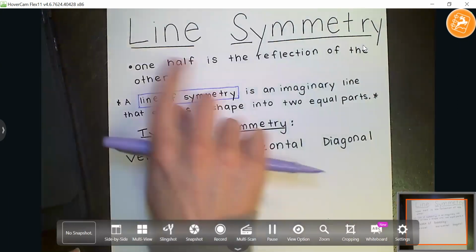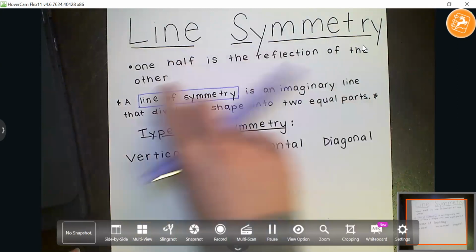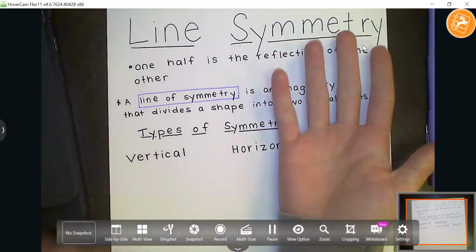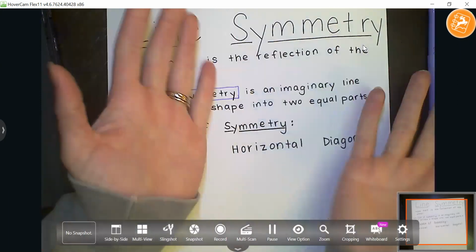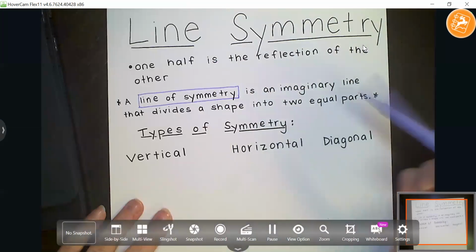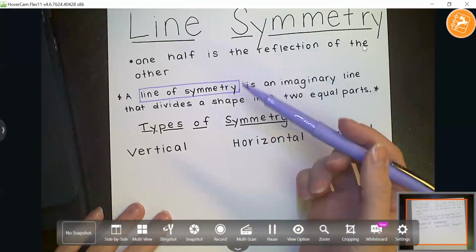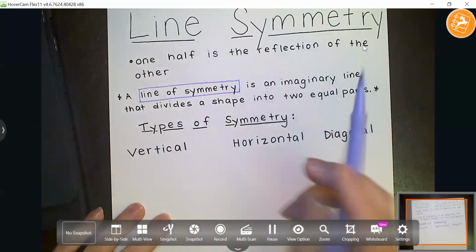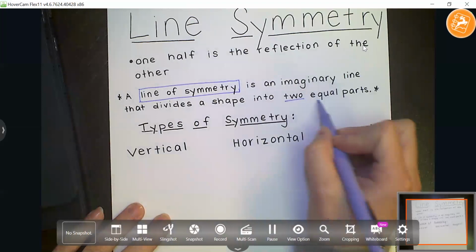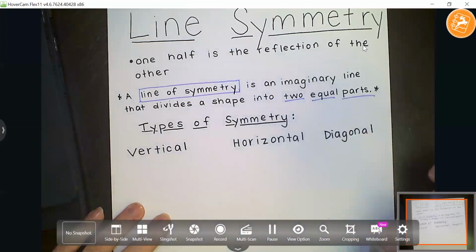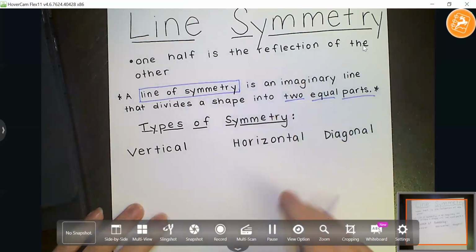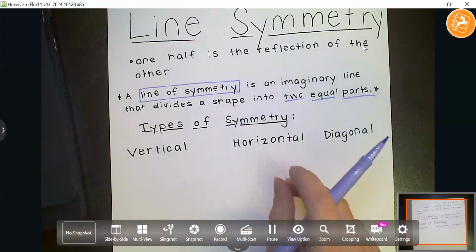All right, so line symmetry is just when one half of a shape is the reflection of the other, kind of like how you have a right hand and a left hand, like your two halves of your body match. The same thing can go with shapes. When shapes have a line of symmetry, that just means that they have an imaginary line dividing that shape into two equal parts, which means that both sides of the shape after the line's been drawn have the same size and the same shape.